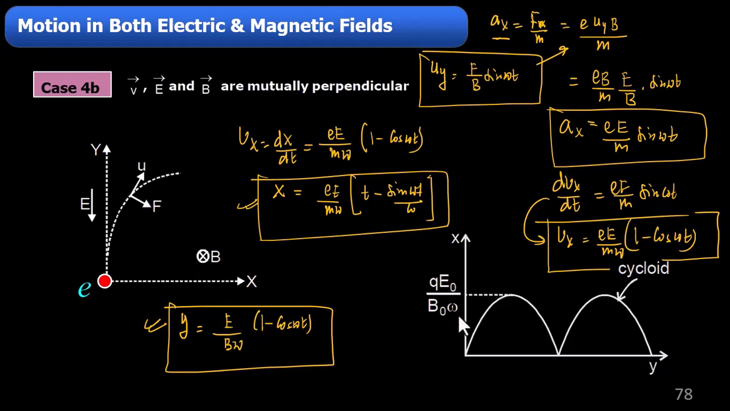So this is a cycloid function. The particle will follow this particular path, which is known as a cycloid path. This is the amplitude along the x direction, and there is another amplitude along the y direction. This kind of variation will be observed whenever the particle is projected in a medium where both electric and magnetic fields are present and mutually perpendicular. So the path of the particle will be a cycloid. This is the most interesting part, where we discuss the existence of the cycloid path.